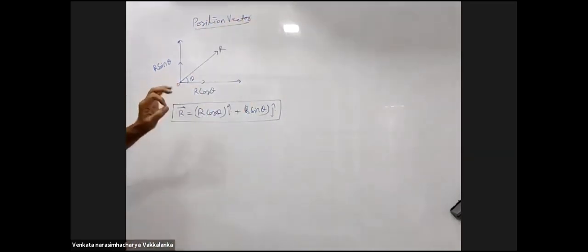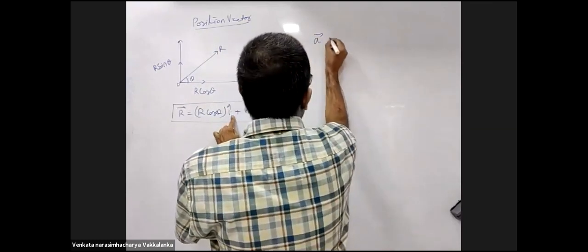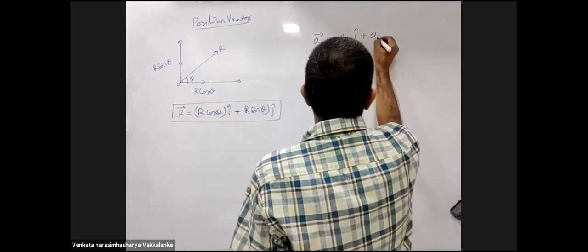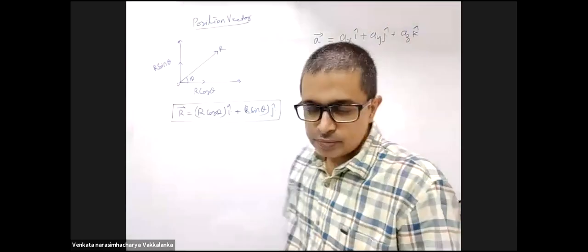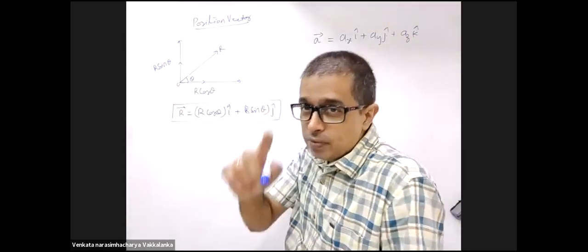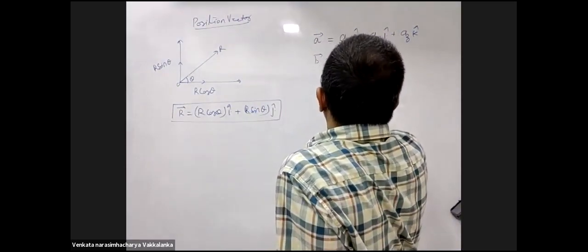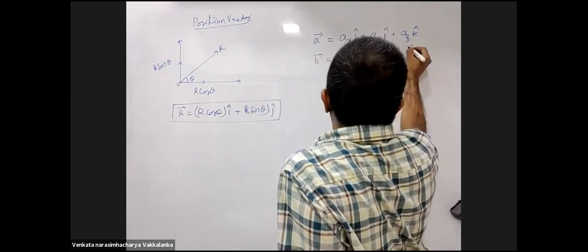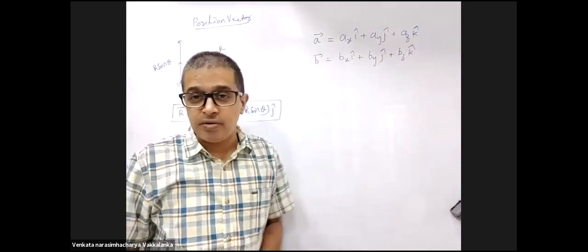So you are always taking the tail of the vector at the origin. Advantage of representing vectors this way. Suppose I have a vector a = ax i cap plus ay j cap plus az k cap, and vector b = bx i cap plus by j cap plus bz k cap. We have already seen how to draw such type of vectors.